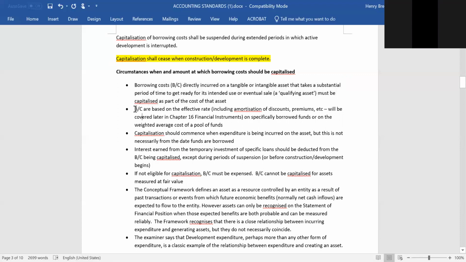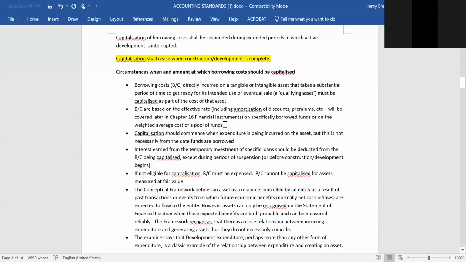Borrowing costs are based on the effective interest rate, including amortization of discounts, premiums, etc., which will be covered in a later chapter, which is financial instruments. We will look at financial instruments, IFRS 9, later on, specifically borrowed funds or the weighted average of the cost of the pools. Here we are going to look at some examples. I'll solve questions with you pertaining to this standard.